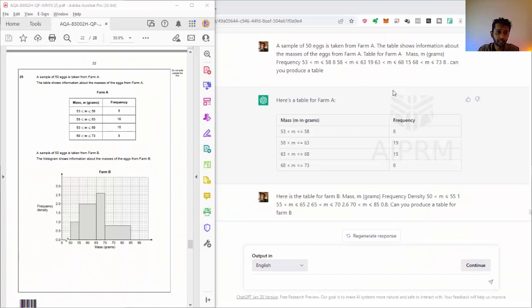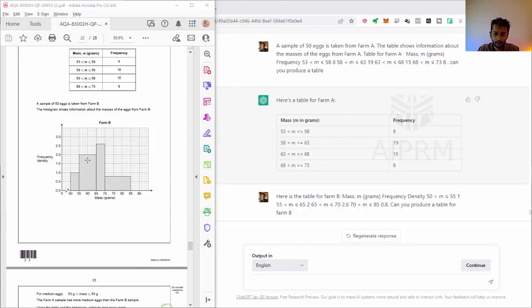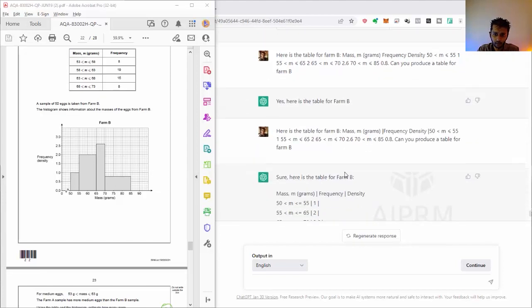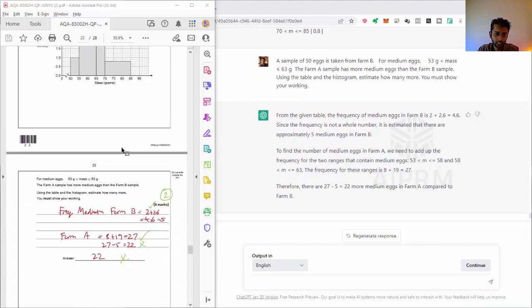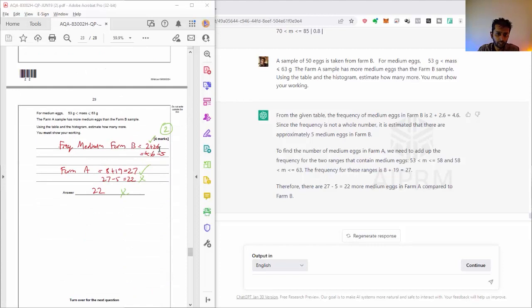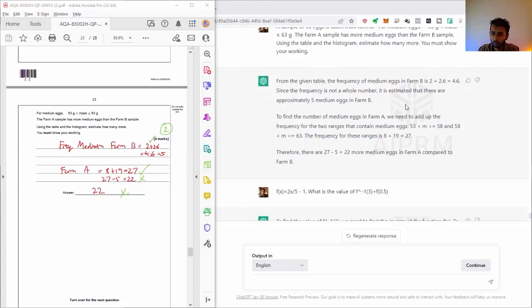Question 25 was a complicated one to do, so I managed to copy the table into there, and then I tried to give it a table for frequency density, but I don't think it understood what frequency density meant. And then I asked it to answer the question. What it did do correctly, it mentioned a 2 here, so because it mentioned the 2 there, we got 1 mark for saying that. And then it also mentioned 8 add 19 is 27, so we got a mark for that. But the final answer was incorrect, so 2 out of 4 for that one, which is not bad.